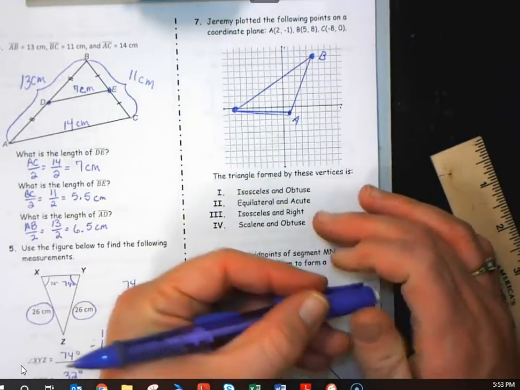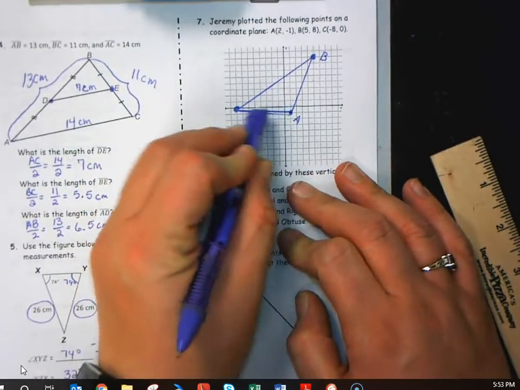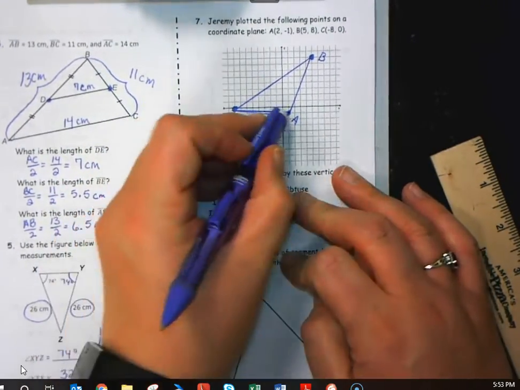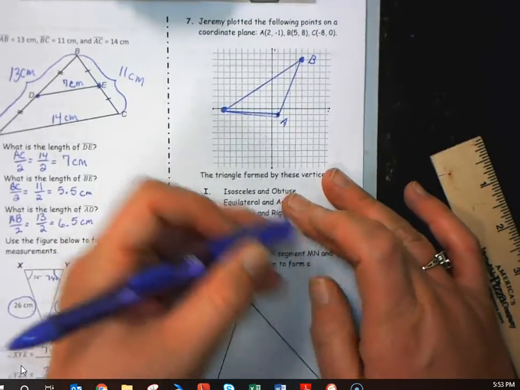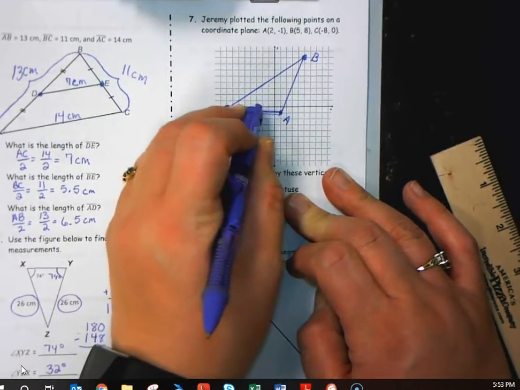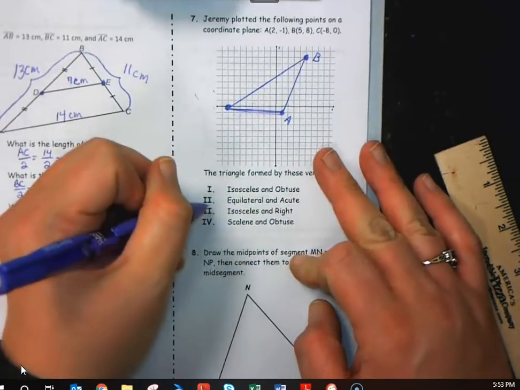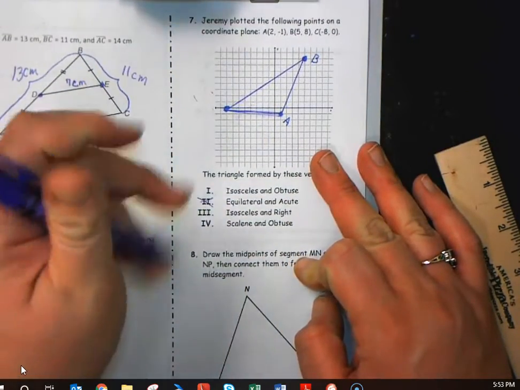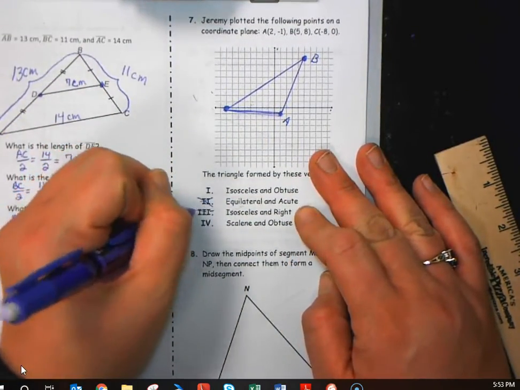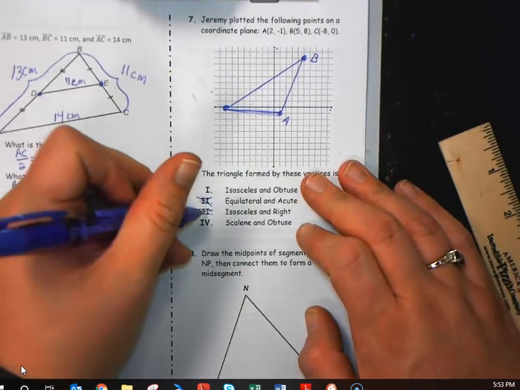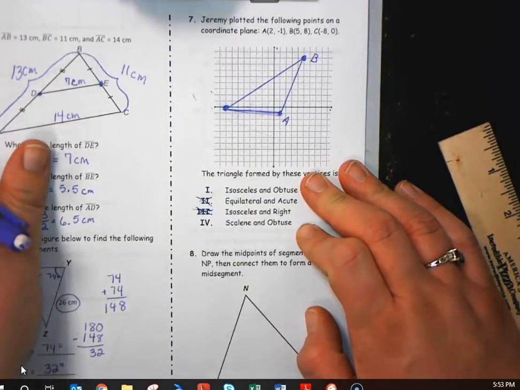So we can see that's not a right angle. To be 100% certain, we should probably measure it. If you want to use a protractor on the test, that's fine. You can use a protractor. But it's obtuse, and we wouldn't have equilateral and acute. That's not how we call that. We call it equiangular.